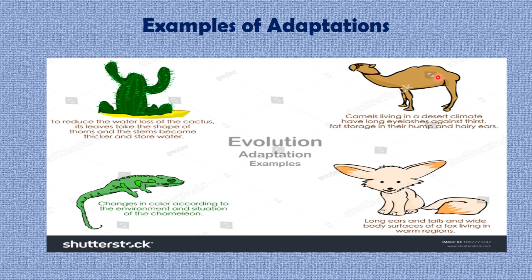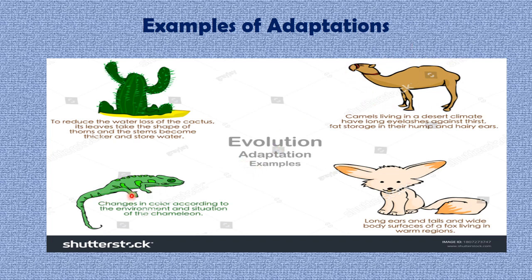The camel is another example of an animal that dwells in the desert region. Camels live in a desert climate. They have long eyelashes to prevent dust from entering, fat storage in their humps, and hairy ears. They can stay without water for days. Their body is able to conserve water, so that it won't die of thirst.